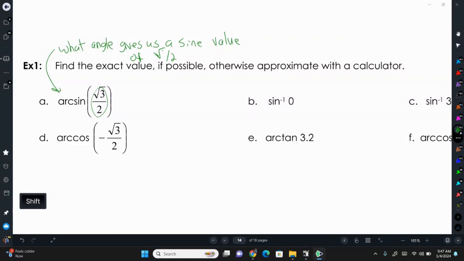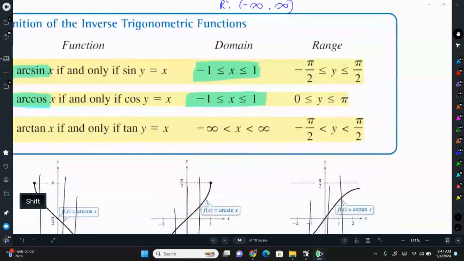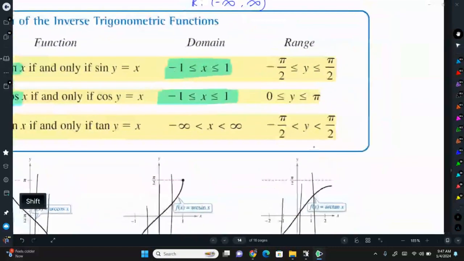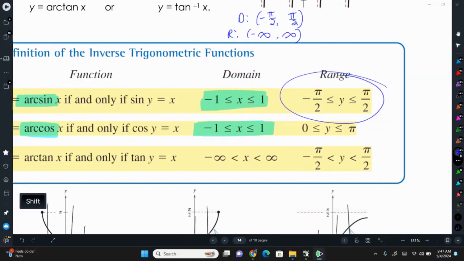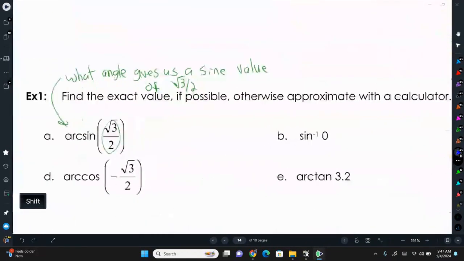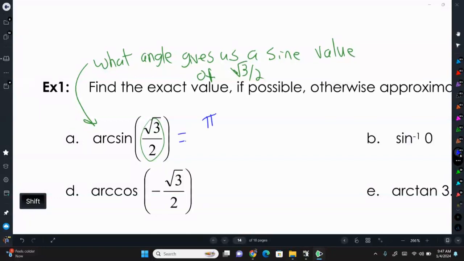You may say, well, we have multiple. We have pi over 3 and 2 pi over 3. But remember, up here we have our restrictions. We want the angle to be between negative pi and positive pi. So even though 2 pi over 3 has a sine value of square root of 3 over 2, that's outside of the range. So we only want the pi over 3 angle.